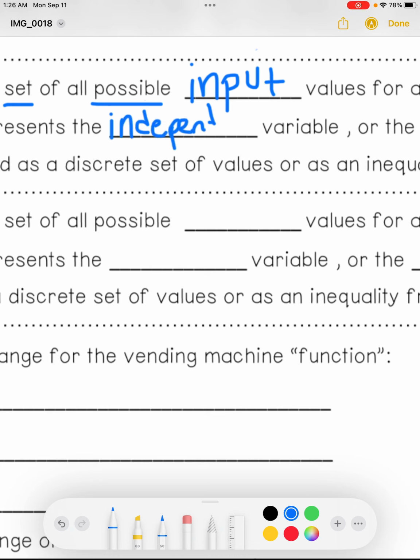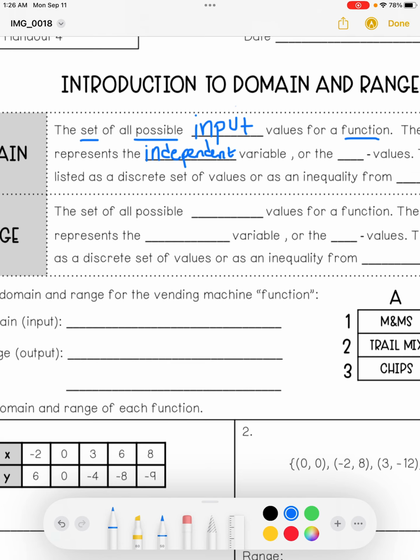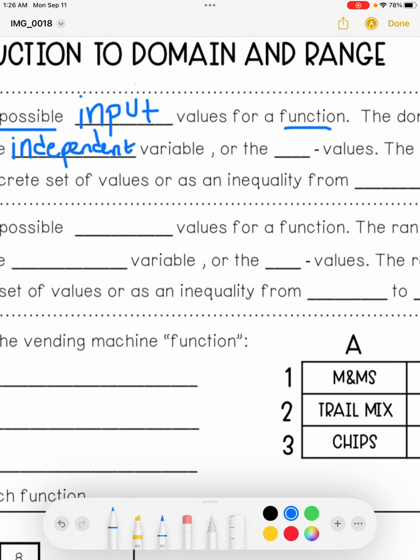The domain represents the independent variable, also known as the x values. That's probably going to be the most helpful thing. We can call them input values, we can call them independent variables, but most likely in the math world, we're just going to say x values. The domain is all of the x values that I can use. Again, we'll see what that means.